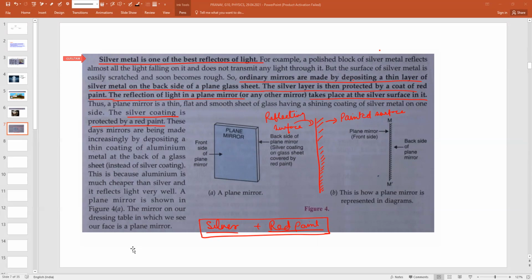We take a glass. Suppose this is a glass. Can you see that? On one side of the glass, we put a layer of silver, right? Like this, I'm just putting it here with the help of the blue color. I can show you. This layer will be completely opaque. And then we will put the red paint.